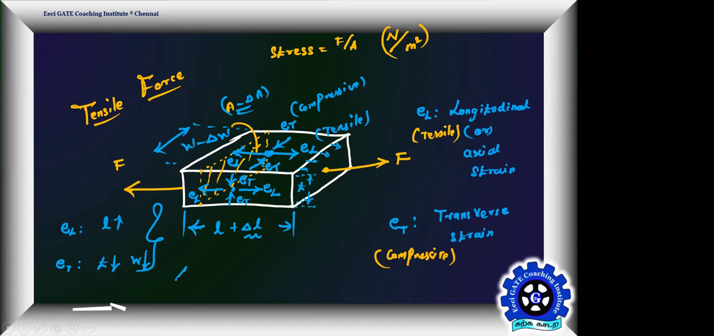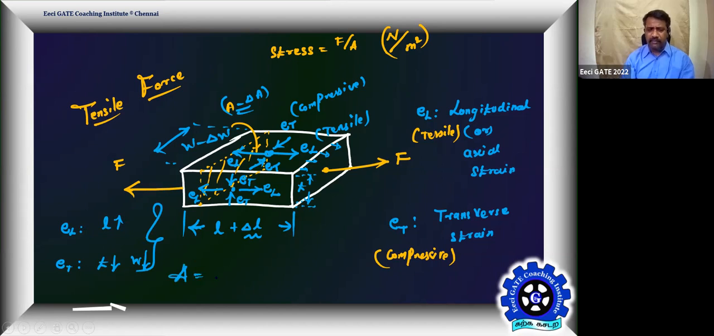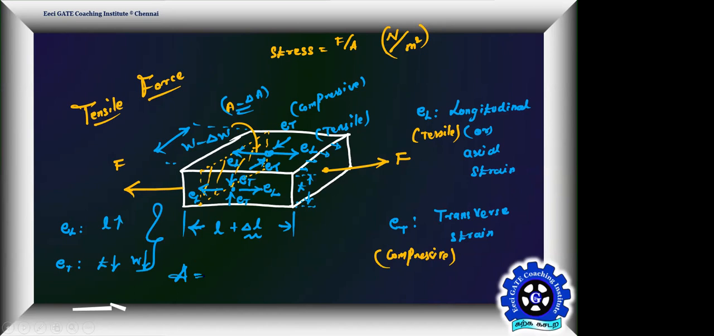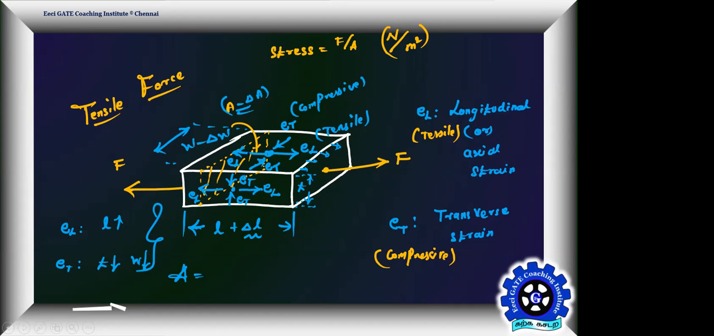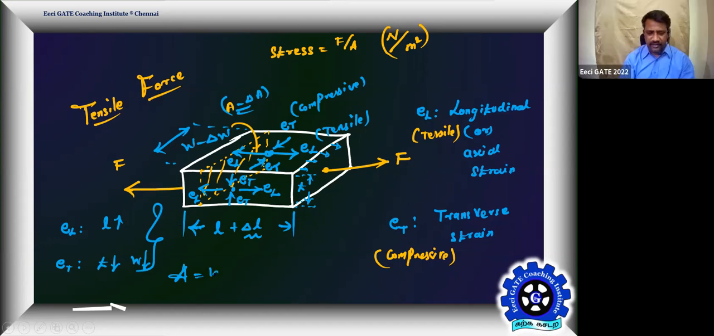Then tell me, what is the cross-sectional area of this metal block? Area of cross section. W into T or L into W? L into W is the surface area, top surface area as well as bottom surface area, correct? What is the area of cross section? Width into thickness. Getting, everyone? Yes, sir.